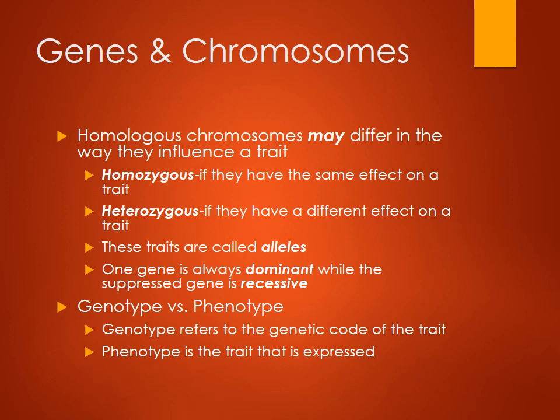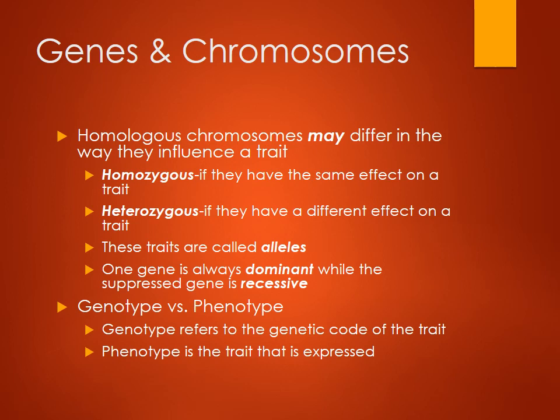Homologous chromosomes may differ in the way that they influence a trait. If they influence the trait the same way, we call that homozygous. So for example, an Angus lots of times throws dark calves. And so clearly in that instance, most of the time we'll say that Angus are homozygous dominant for black hair color. No matter which chromosome they pass on, it almost always is the same black hair color, or B chromosome.